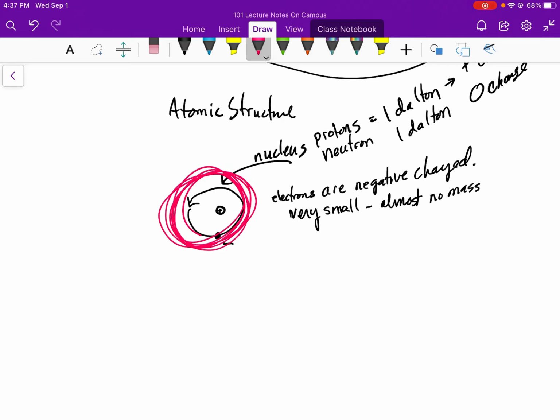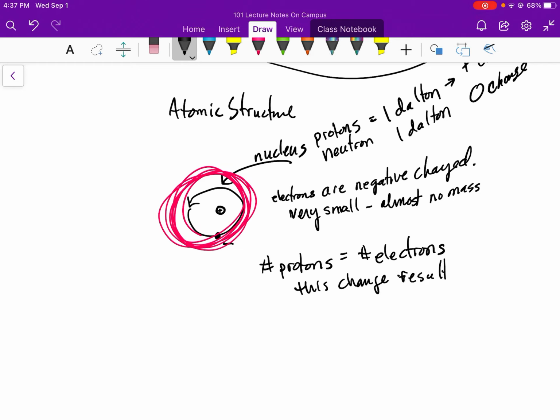The important thing is that in their sort of natural state in which we draw them, the number of protons should equal the number of electrons. Now that can change in nature, and if that changes, that results in a charged particle. For example, if an atom loses an electron or it gains a proton or something, it changes the charge. So whatever you have more of, that's the way that you're charged.